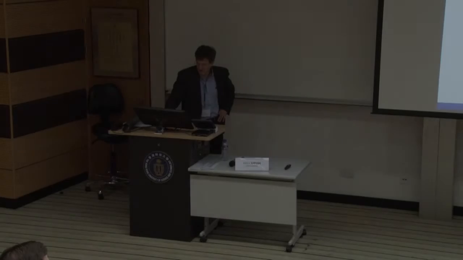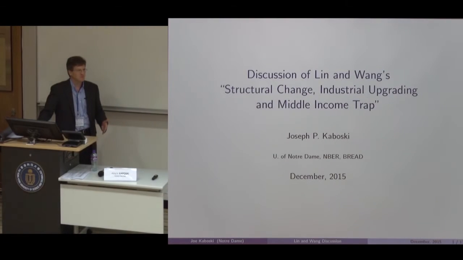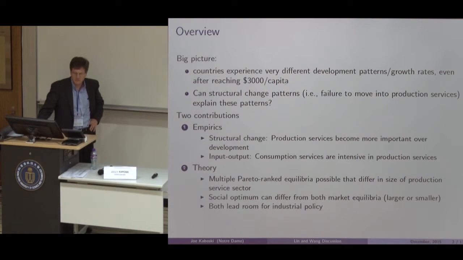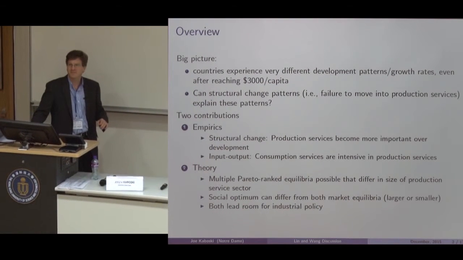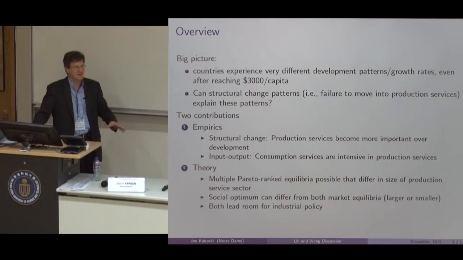Okay. I'm going to apologize because Yong said that most of the contribution of the paper is theoretical. Half the slides were empirical, half were theoretical, and I focused mostly on the empirical in the discussion. The big picture question is motivated by what's called the middle income trap. Yong said it was a controversial term. I thought it was just a bad term.